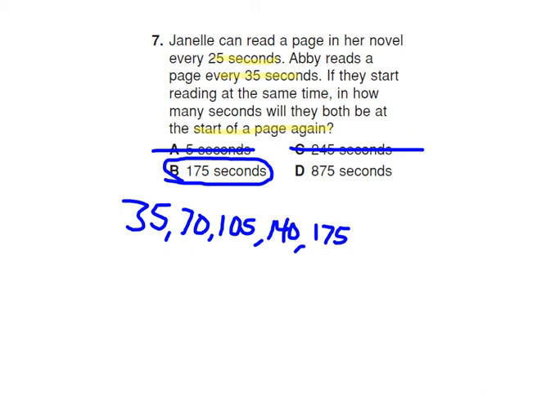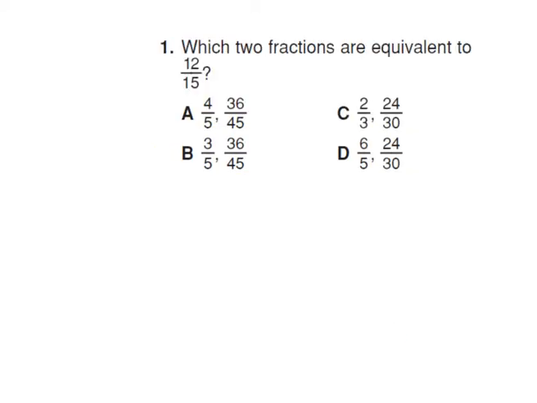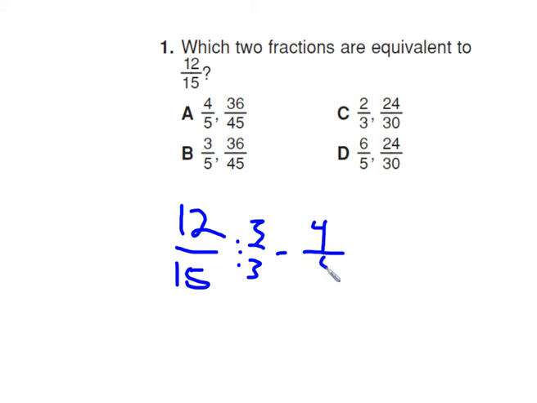Okay, let's move on. Which two fractions are equivalent to 12 fifteenths? Well, 12 fifteenths, let's simplify that. They're both divisible by 3. And I get 4 fifths. Well, there's a 4 fifths. Boom. None of the other choices have a 4 fifths. How about 36 45ths? Well, if I multiply 12 by 3, I get 36. Is it equivalent? Can I multiply the same number by 3? 15 times 3 is 45, so it's A.